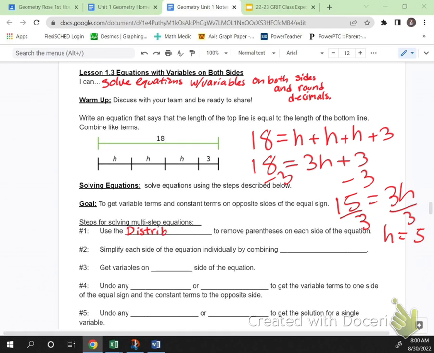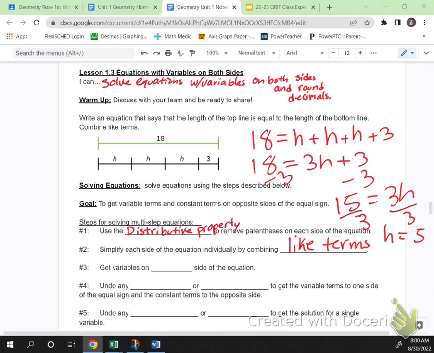Distributive property. Again, I know some of this is repetitive, but we're adding on as we go every day. Simplify each side of the equation individually by combining like terms. This is where it changes, okay?